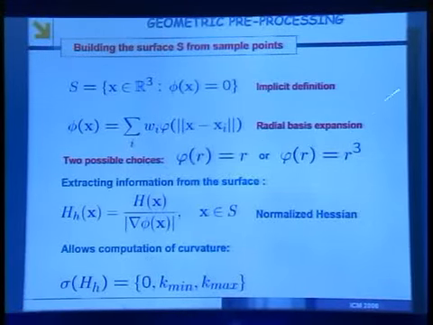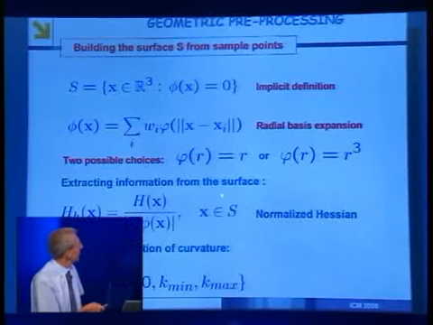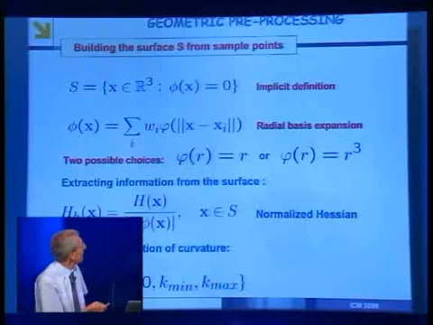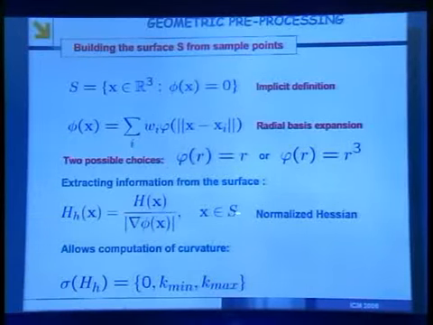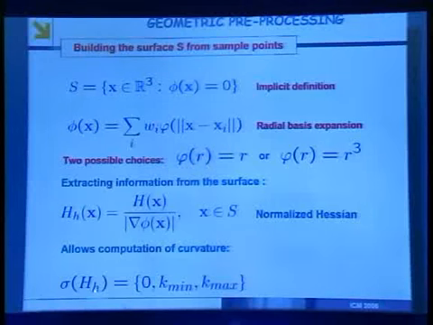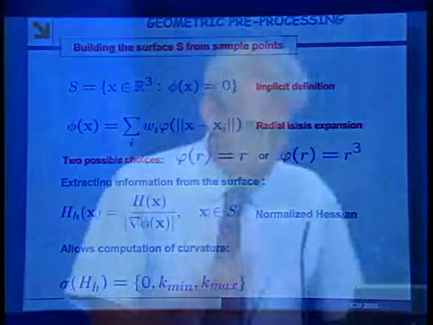Now, we need to extract information from this surface, and in particular what we need is this normalized Hessian. We normalize it with the modulus of the gradient, because when you carry out the spectral analysis of this normalized Hessian, then you have the minimum curvature and the maximum curvature of the surface. And this is what you actually use when you have to generate the grid.